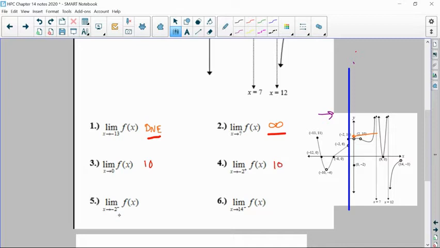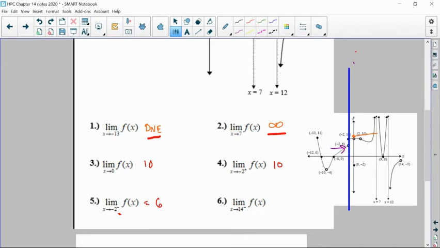Now from the left side, that's this purple one. From the left, the y values are approaching 6. And it doesn't matter that there was a hole there, because remember, we're blocking that out. It's what should have happened. It should be filled in at 6.